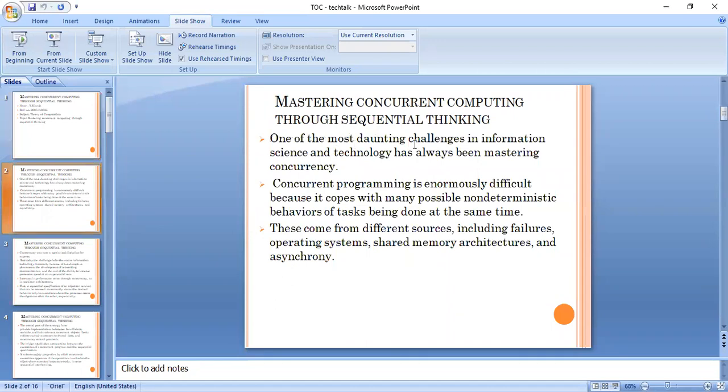One of the most daunting challenges in information science and technology has always been mastering concurrency. Concurrent programming is enormously difficult because it copes with many possible non-deterministic behaviors of tasks being done at the same time. These come from different sources including failures, operating systems, shared memory architectures, and asynchrony.